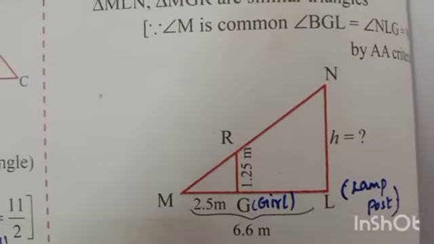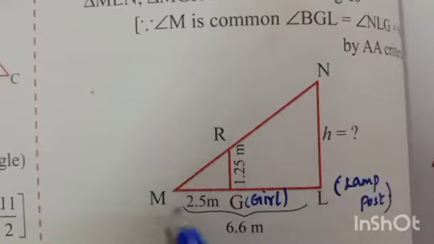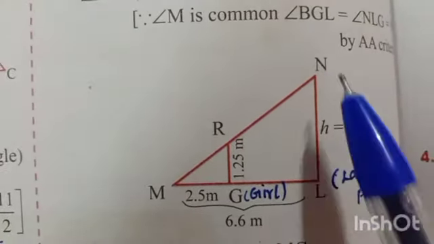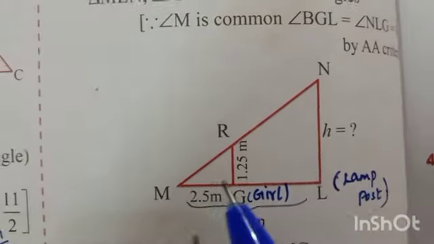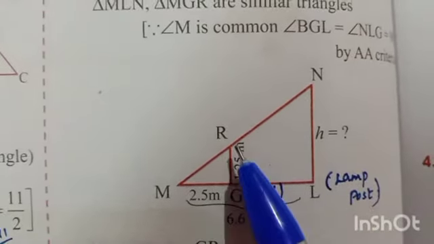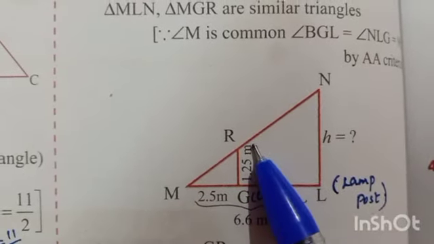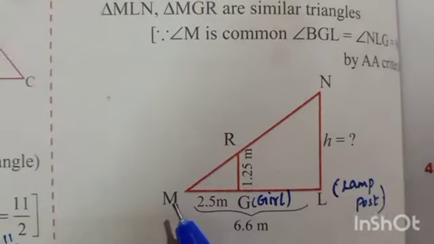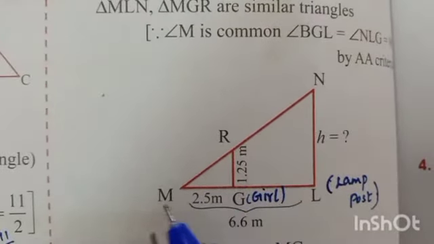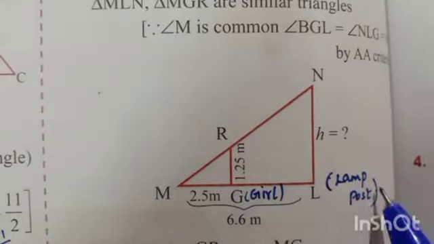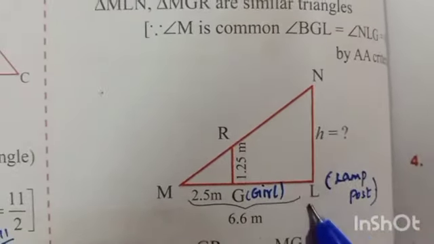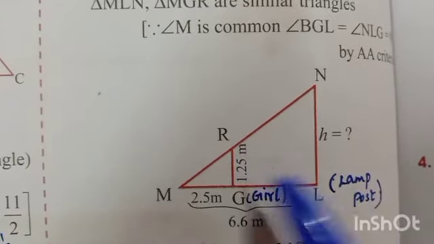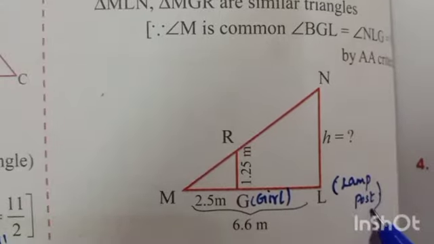Students, first you have to draw the diagram. You can give any names; I am using L, M, N. One right angle triangle. In this question, the height of the girl is given as 1.25 meters, and this is the distance to the girl. It is the girl's position, and it is the lamp post. LM is the lamp post, GR is the height of the girl, and LN is the height of the lamp post.